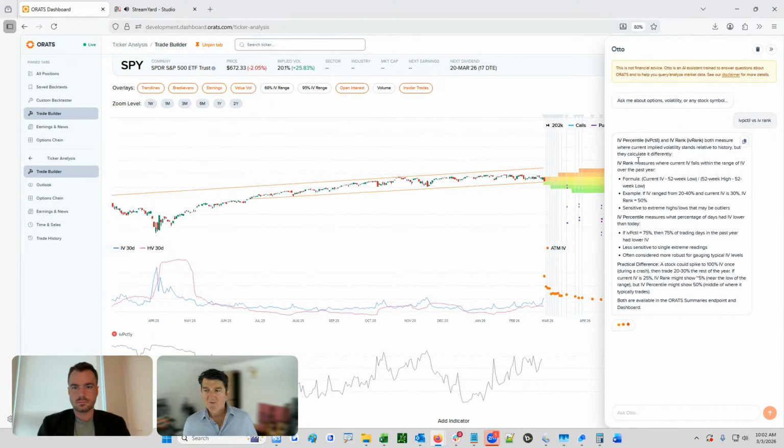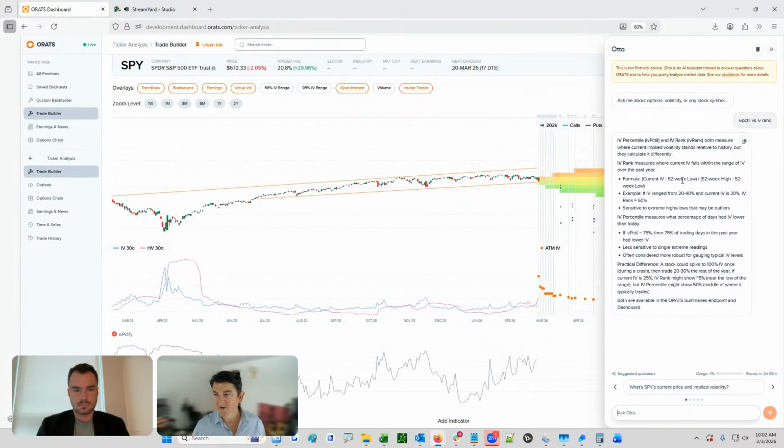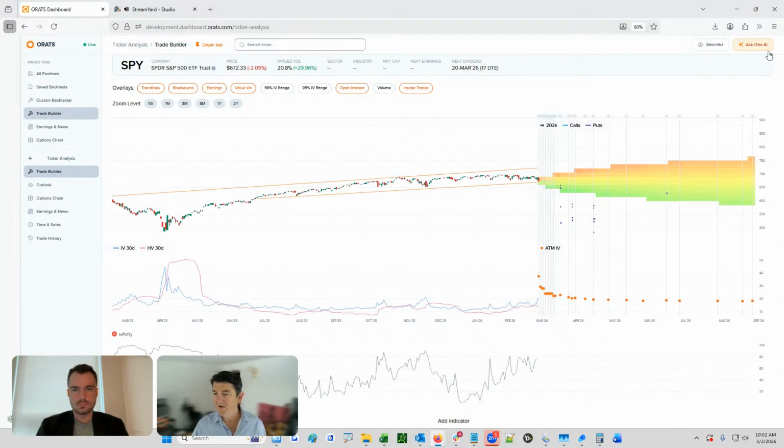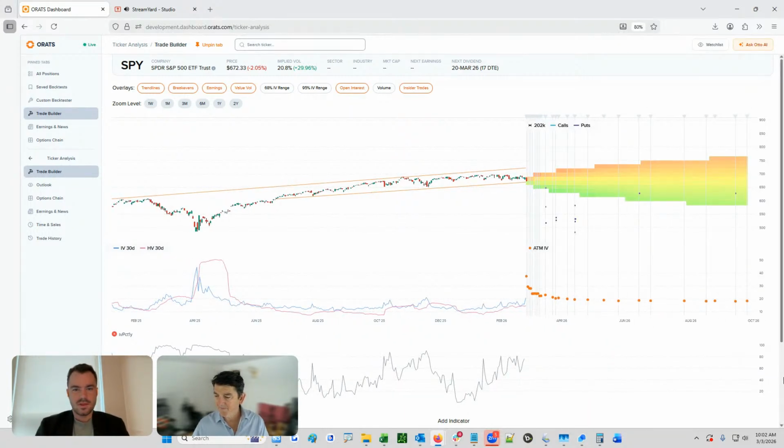The rank measures a low and a high, and then measures where it is in that range, like what percent of that range is where we are currently. The percentile takes the number of trading days that are the percentage above or below, and puts those in. So it's slightly different, but usually matches pretty well on those. So so far so good on that, Tyler. Yeah, let's get into it.